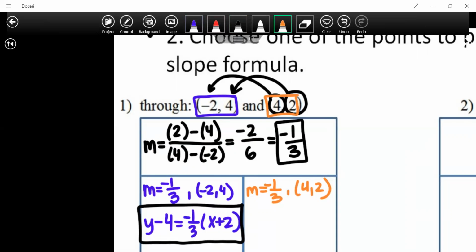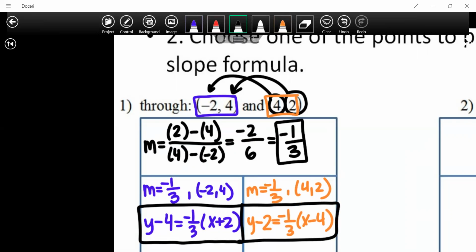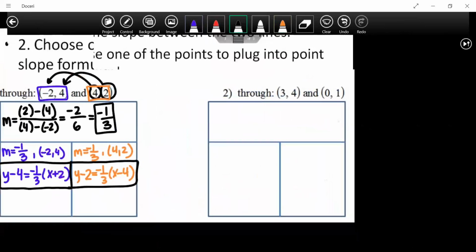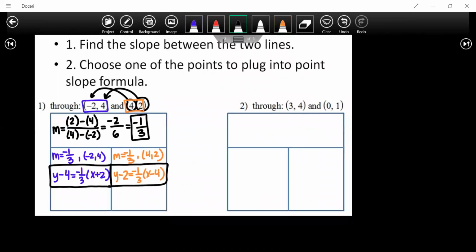I'm only going to ask you just for the equation though today. So y minus 2 is equal to negative 1/3 x minus 4. Okay. So today you're just going to do one of them. Just one of them. My next one, doing the same kind of thing. If I find the slope, I can choose one of my points and plug it in. Both of those are my answers.